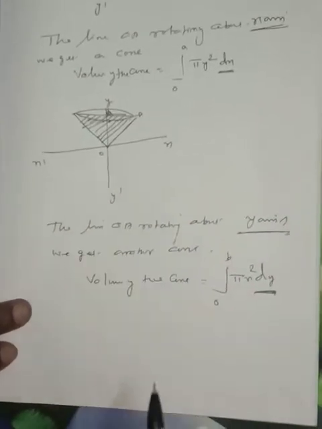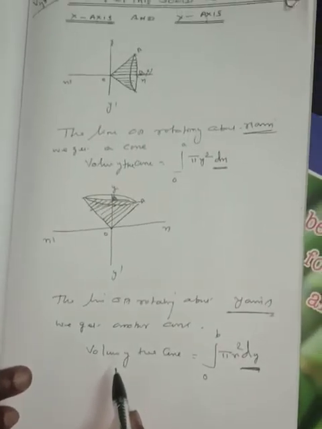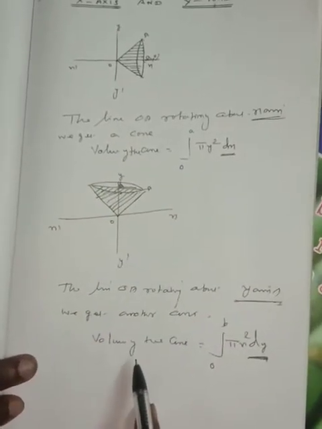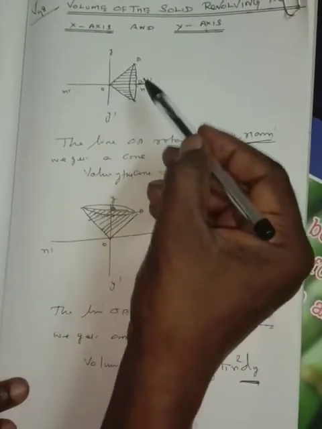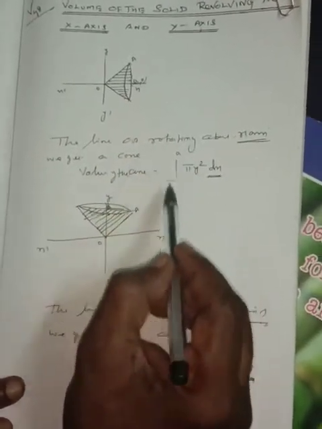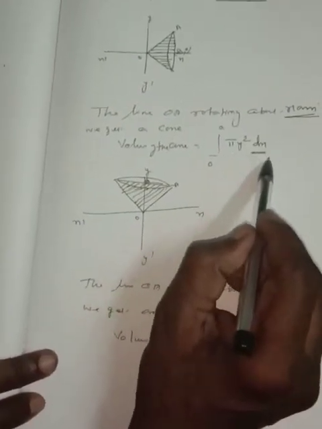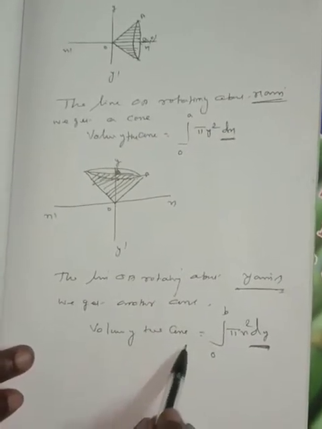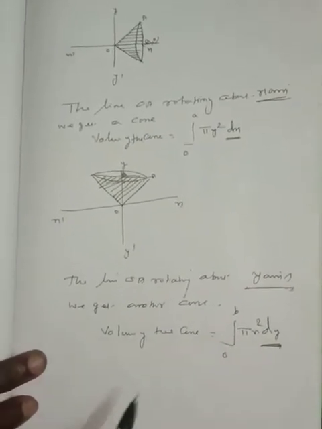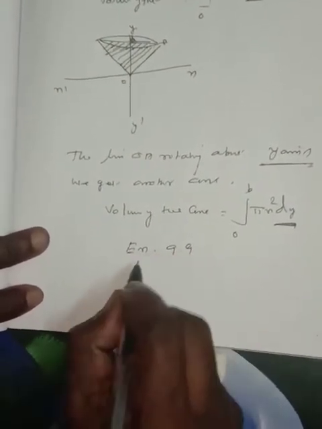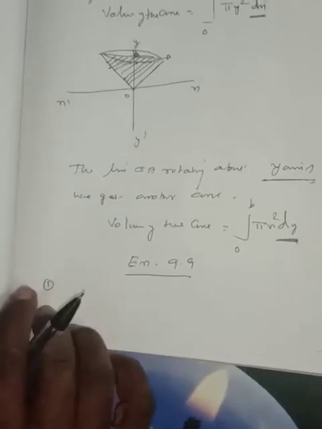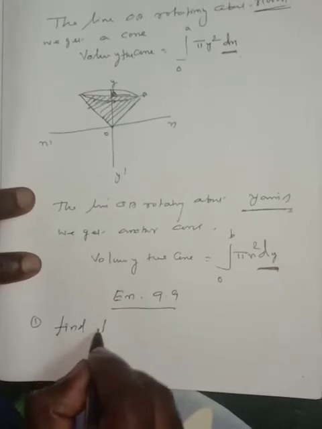Okay. Now these are the two types of volume of the solid revolving about x-axis and y-axis. Rotating about x-axis, we get integral 0 to A of pi y square dx. Rotating about y-axis, the volume of the cone is pi x square dy. Now we are going to take Exercise 9.9, sum number 1.